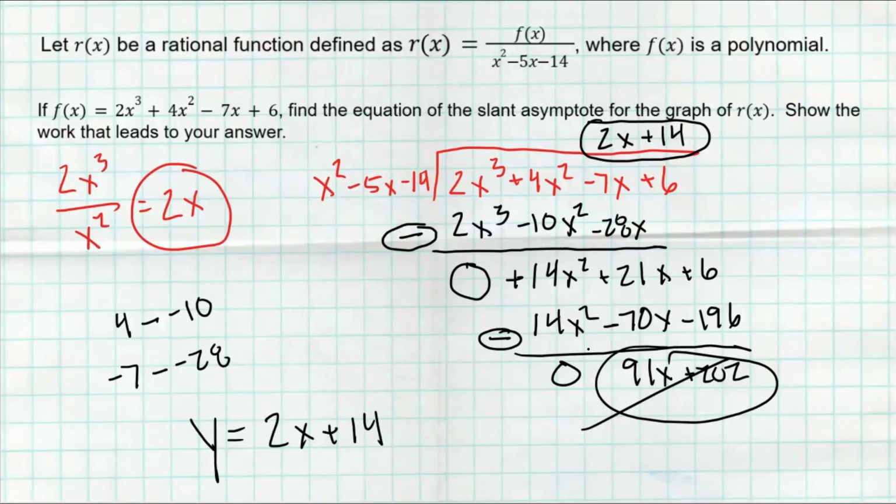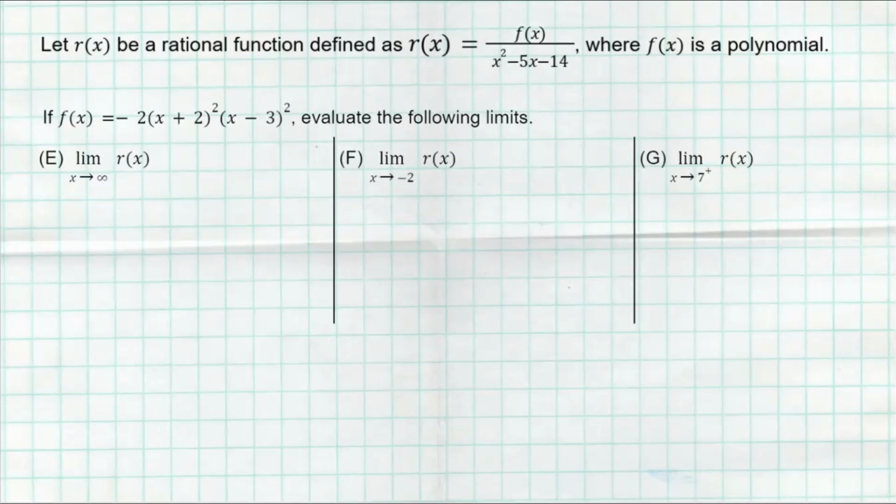But it's really important that you understand first, I have to confirm that there is that slant asymptote, and that's when I divide my leading terms and get a linear polynomial like this one, 2x. And the final question here says if f of x is negative 2 times x plus 2 squared times x minus 3 squared, evaluate the following limits.